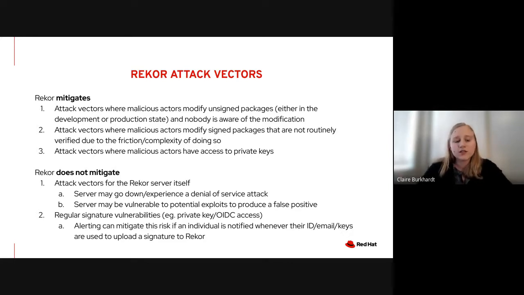Or attack vectors where malicious actors have access to private keys and are wreaking havoc, but you don't know that because you have no entry of when your private key has been used to sign something. So if you have a workflow where you only download a package, even if it's been signed, it has to be signed and in Rekor, then you can monitor Rekor and know exactly what packages are being distributed. But again, Rekor doesn't mitigate attack vectors for Rekor server itself or just like typical signature vulnerabilities. Did that answer those two questions?